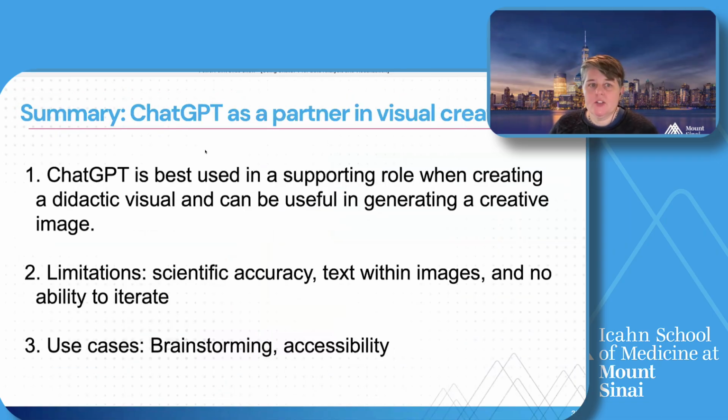So in summary, ChatGPT or AI can be used as a partner in visual creation. It's more of a supporting role for brainstorming as opposed to creating the image itself. It has some limitations with accuracy and labeling and no ability to iterate, but it's great for brainstorming, checking accessibility, and just double checking your own work.